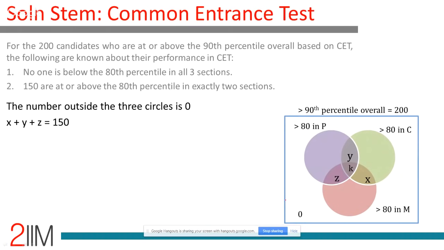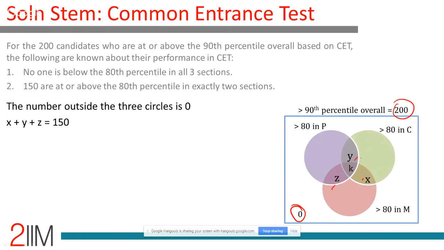Greater than 90th percentile overall is 200. No one is below the 80th percentile in all three. That is 0. This is 0. Total is 200. X, Y, Z. These three add up to 150. Done all this.